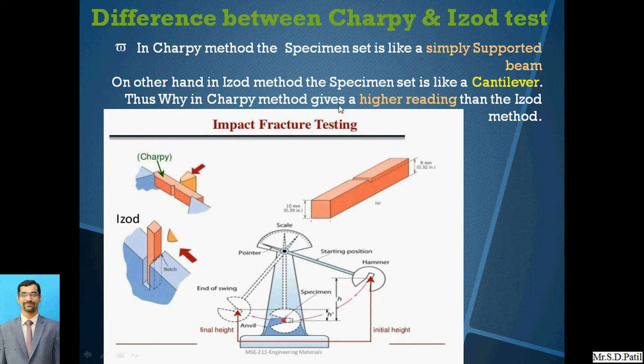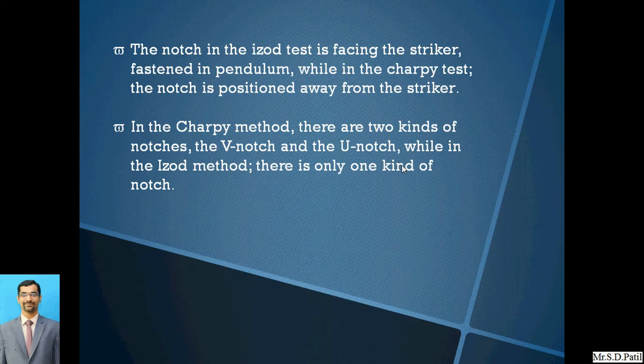That is why the Charpy method gives a higher reading than the Izod method, because we know that when the simply supported condition is there, the specimen absorbs more energy. But in the case of Izod, it is a cantilever kind of arrangement, and so it does not absorb as much energy. That is why the reading will be higher for the Charpy.